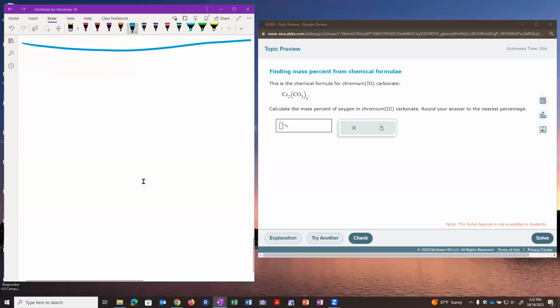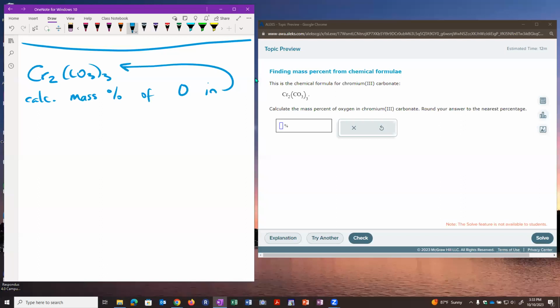All right, so now we'll take a look at another piece of information that we can extract from the chemical formula. Here we're trying to find the mass percent from the chemical formula, and we're provided with a compound, chromium(III) carbonate, with the chemical formula Cr2(CO3)3. We need to calculate the mass percent of oxygen. Oxygen is O in this particular compound.